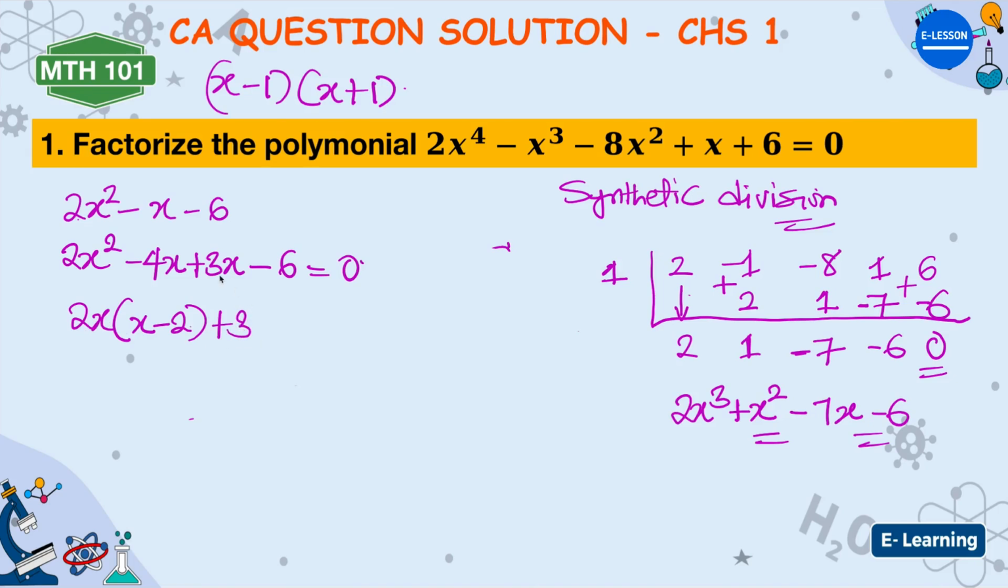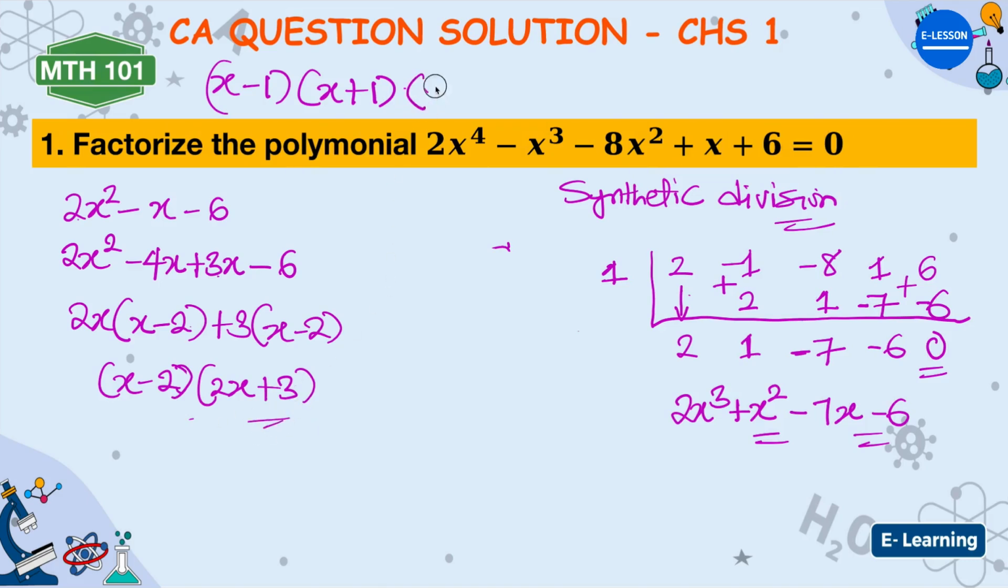Plus, what is common here is 3. 3 can go into here. 3 can go into 6. x minus 2 equals 0. So the final answer now will be what? You take one of these in the bracket, which is x minus 2. It's not equal to 0, so you are factorizing x minus 2, then bracket 2x plus 3. So you've been able to factorize everything.